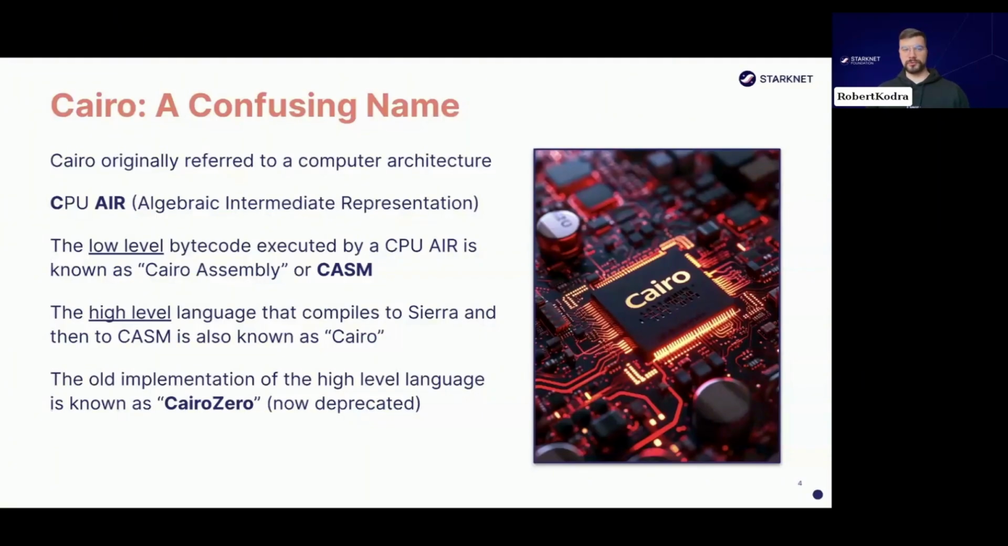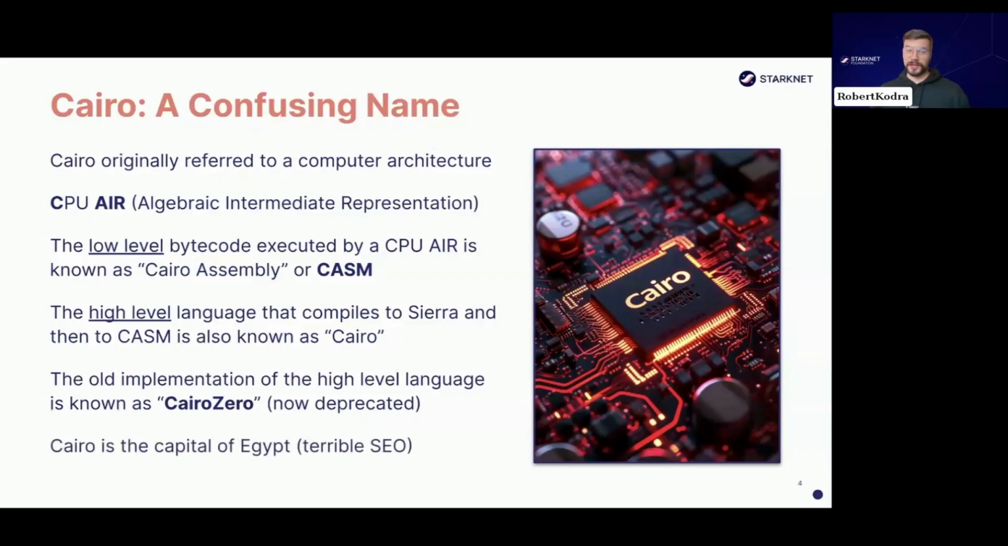So to give a recap, we have the low-level bytecode, which is the Cairo assembly that's executed by the CPU AIR. Then we have the high-level language that compiles down to Sierra and then to CASM. It's called Cairo. This is the language that we'll work on, learn about, and even code with. And then the other notation, Cairo 0, is the old implementation of Cairo. It was mostly similar to a Pythonic syntax, but this is what we call it now. Let me see if there are any questions.